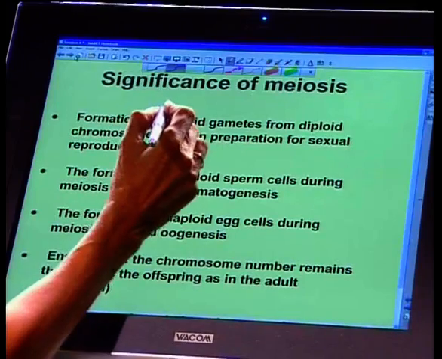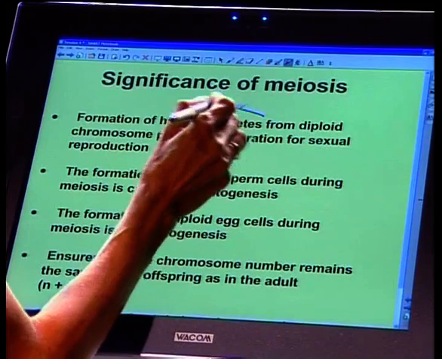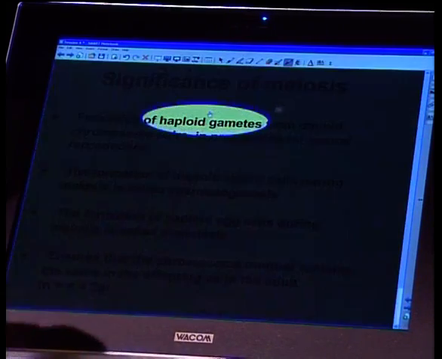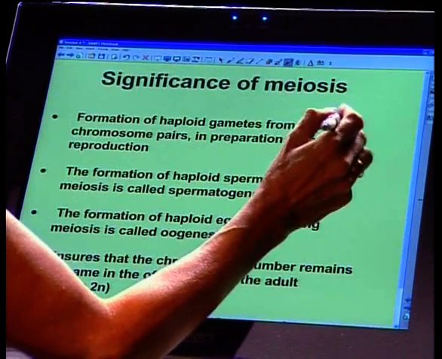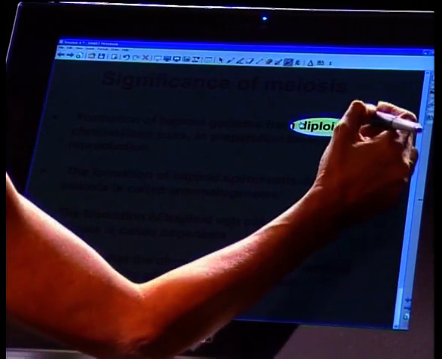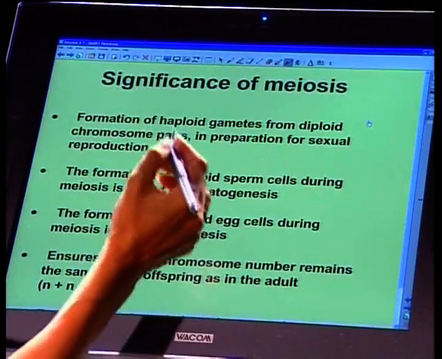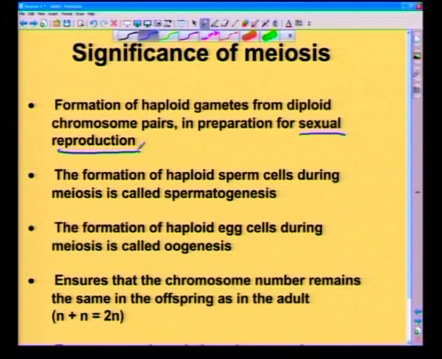So, formation of haploid, now we're going to use our magic. They are haploid gametes, all right? And those haploid gametes form from diploid chromosomes in preparation for what? For sexual reproduction, people. Sexual reproduction. So meiosis is for sexual reproduction.